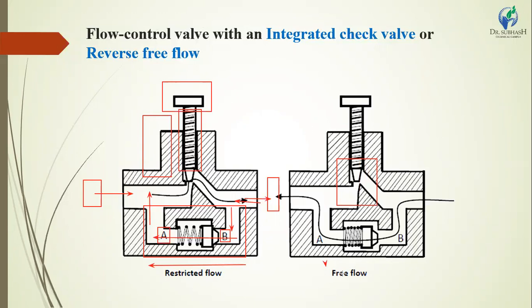This is the free flow figure and here is the restriction flow figure. The difference between the two figures is that here the flow is through the main restriction, and the next drawing shows the reverse free flow path through the check valve.